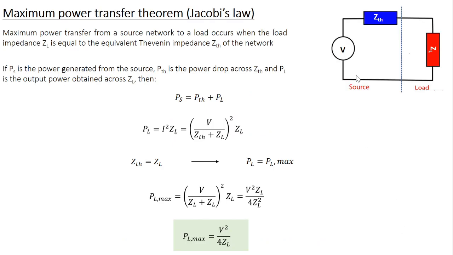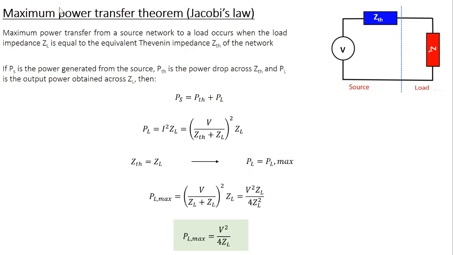Suppose you have a voltage source network. From Thevenin's theorem, any complex network can be converted into an equivalent Thevenin circuit, which consists of a single voltage source in series with a Thevenin's impedance ZTH. This is the source part of the network, which generates some power or voltage, which is then transferred onto a load given by load impedance ZL. Now the question is, under what condition will maximum power be transferred from the source to the load?